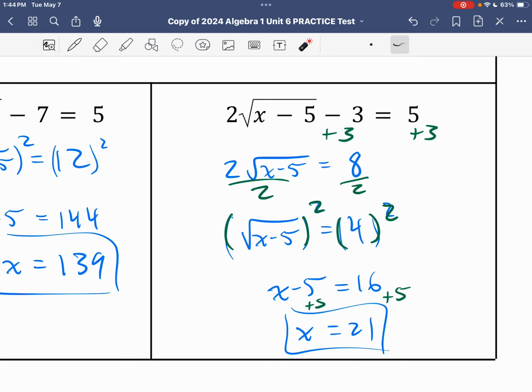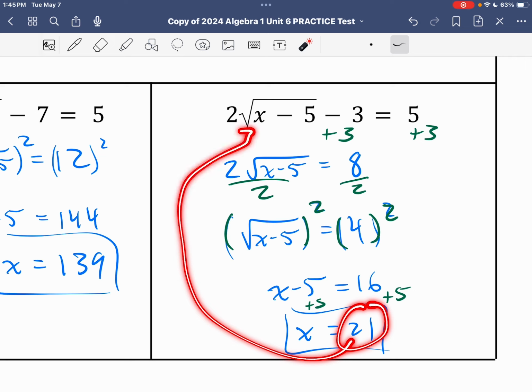Now, you might be wondering how come there's no plus or minus, and that's because we squared. We didn't square root. Only when you square root do you get pluses and minuses. All right, so when I add 5 to both sides, 16 and 5 is 21, and I'm finished. And if you wanted a cheat, actually it's not really a cheat, but if you want to make sure your answer is right, you can take that and plug it back in and see if it works.